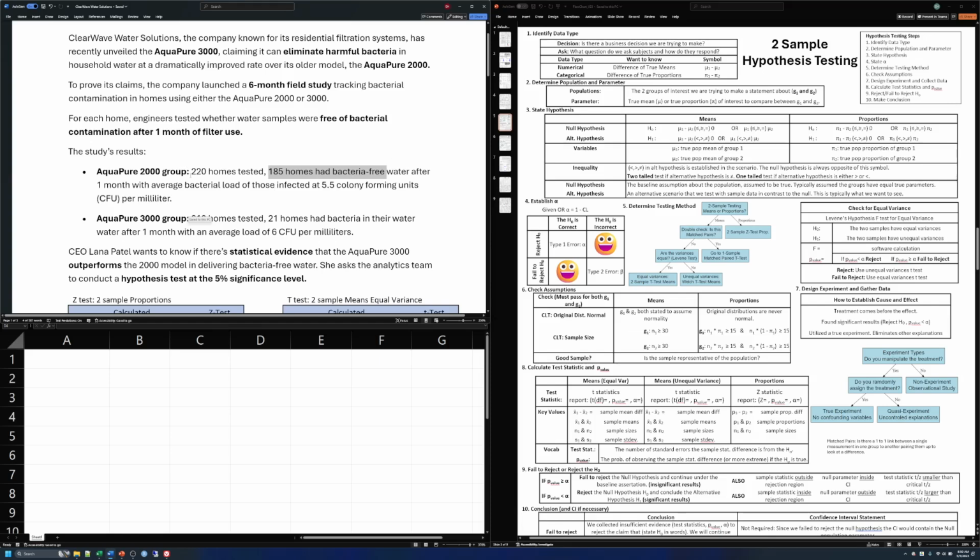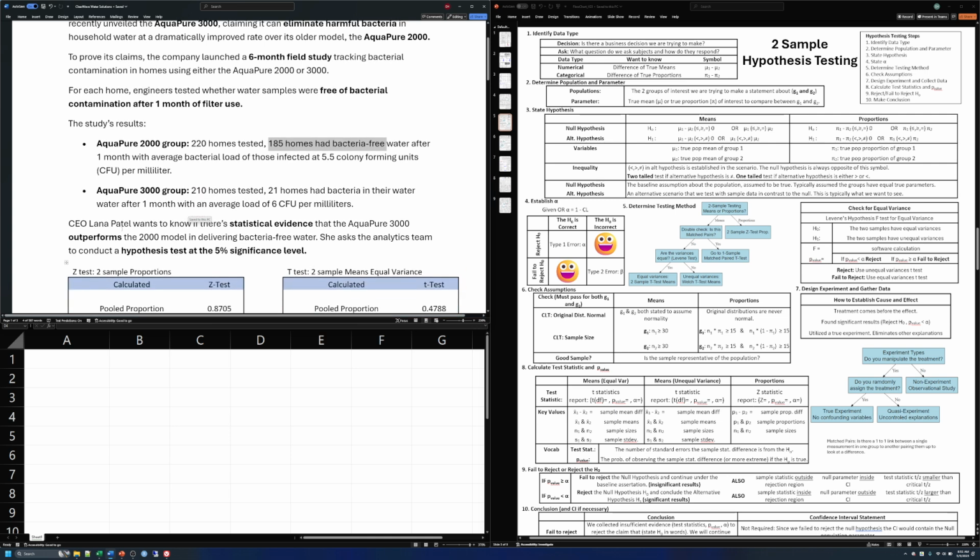And then we also get a piece of numerical data. Look, it says that bacteria-free water after 1 month of use with an average bacterial load at 5.5 colony-forming units per milliliter. So they gave us an X bar too of this 5.5 colony-forming units. So we need to know, in this scenario, are we interested in comparing the proportion of homes that are bacteria-free, or are we interested in comparing the houses that had bacteria, their average colony forming units? And are we going to look at it that way?